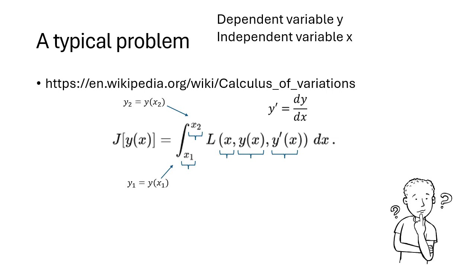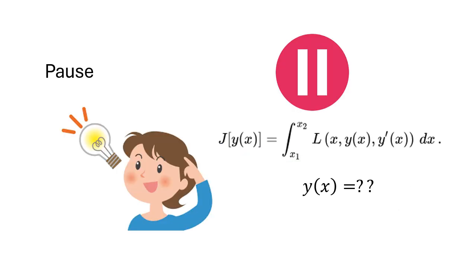Right now, you should be wondering what is the target of this discussion. Generally, the target is to find the function y of x such that the functional is maximized or minimized. Hence, the problem is to find an expression for y of x. Pause the video here and make sure that you understand the problem.